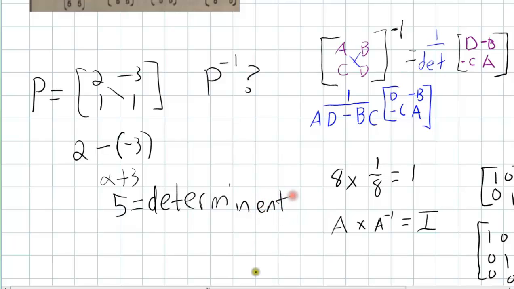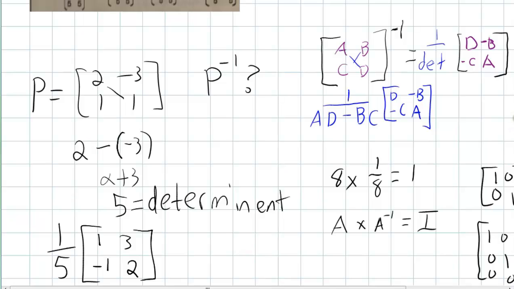I think it's DET, determinant. Okay, so that's that. But remember that we're going to take 1 over the determinant and then multiply by the new matrix over here. So far we have 1/5, and then let's set up the new matrix that we're going to need. D and A switch places. So here I had 2 here and 1 here. Now I'm going to put 1 here and 2 here. And then C and B stay in the same spot, but I changed their signs. So 1 becomes -1, -3 becomes +3.